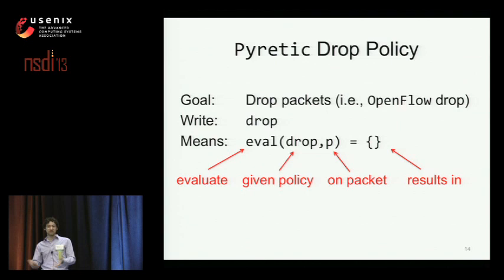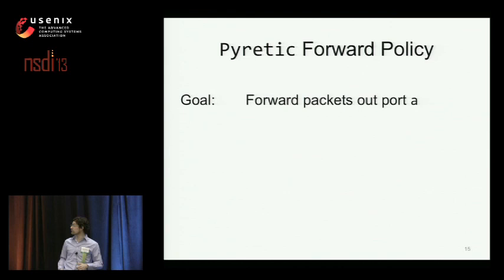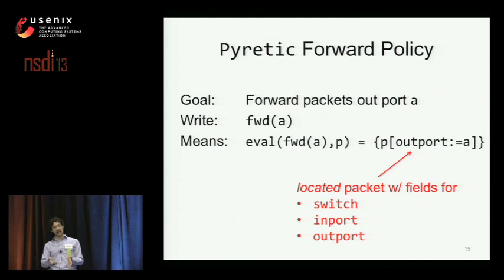Let's see how this works with, say, forward. The goal here is to forward packets out port A. We're going to write this as forward A, and we're going to give it semantics by saying, if we evaluate the policy forward A on a packet, we're going to return a set of packets that's just the single packet identical to our input packet P, except whose output field is set to the value A. And note here, all Pyretic packets are located packets. That is, they contain virtual header fields corresponding to location information: the switch, the inport, and if applicable, the outport.